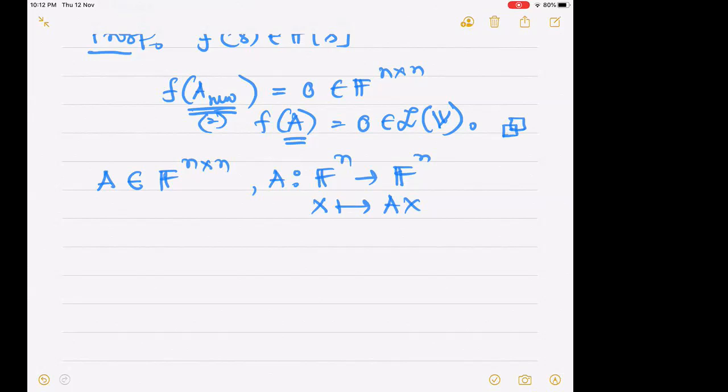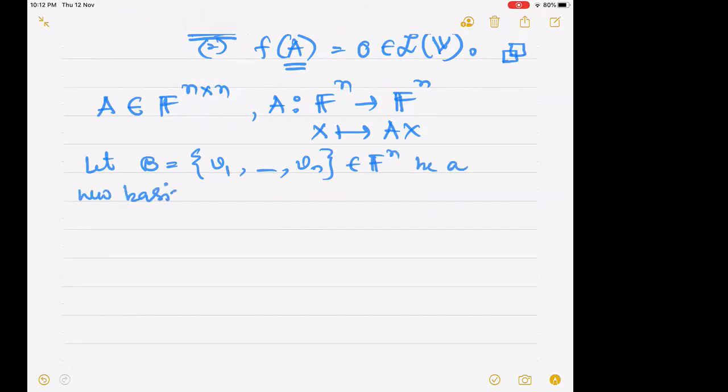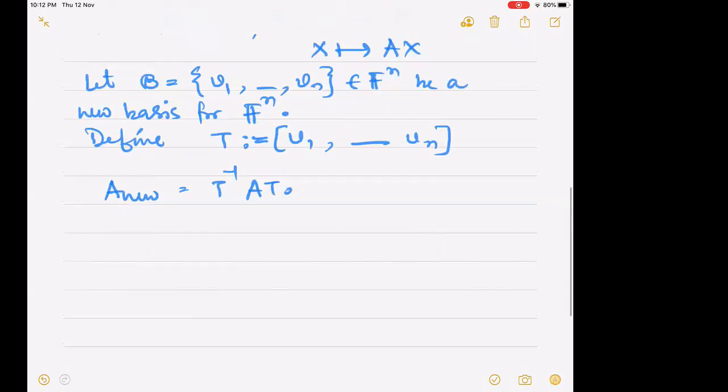So in this situation, if I use a new basis, so let B be a new basis for the vector space F^n, and define T as the matrix [v1 ... vn], then we know that A_nu is nothing but T inverse A T, right? The similarity transformation induced by the matrix T.